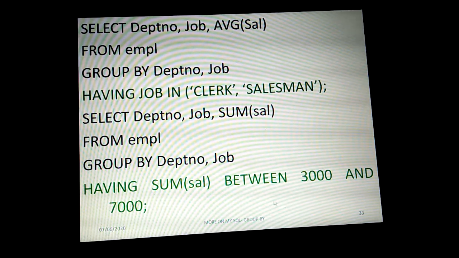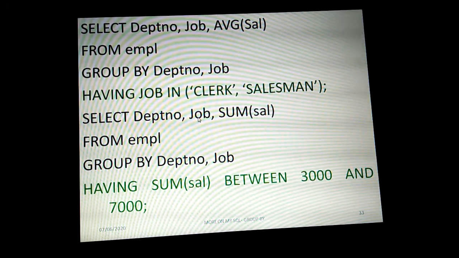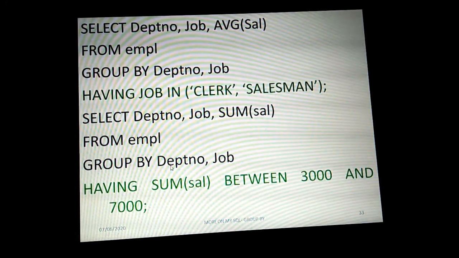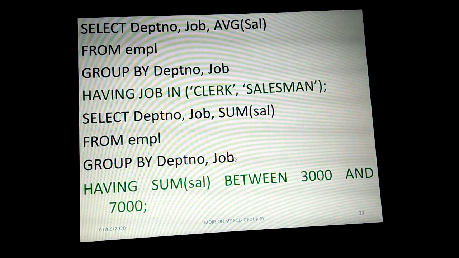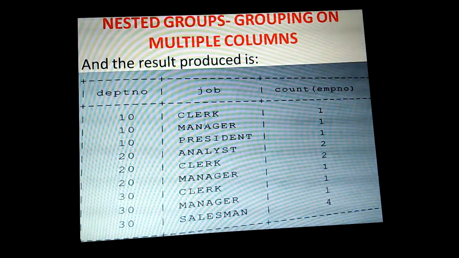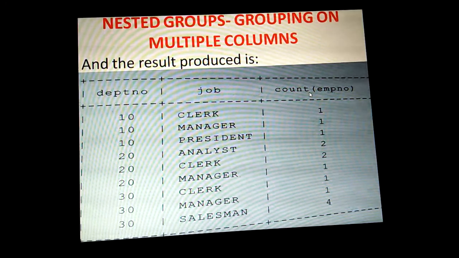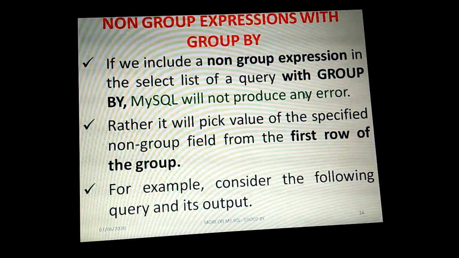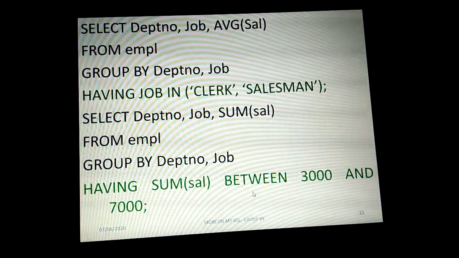So whichever sums of salaries satisfy that, the department numbers, the job name and the sum of salary are going to be displayed. We are going to group by department number wise and job wise, like we have seen in the earlier example, nested grouping. In that nested grouping we are going to display the sum of salary, and the salary should be between 3000 and 7000. Like that we can give the condition with the help of BETWEEN and IN.